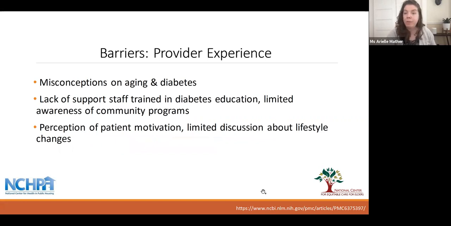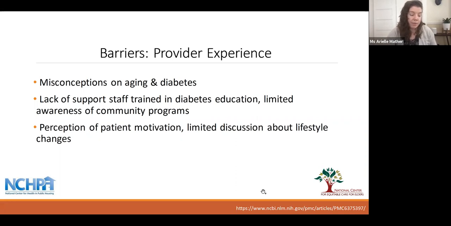So just a little bit from that same article around barriers, potentially from a provider experience. The experiences and motivations of healthcare providers may also end up presenting some barriers to diabetes prevention for older adults if there is a lack of support or resources specifically geared towards this population. So there are many myths out there related to aging and chronic conditions, especially when it comes to forming and maintaining healthy habits in later life.